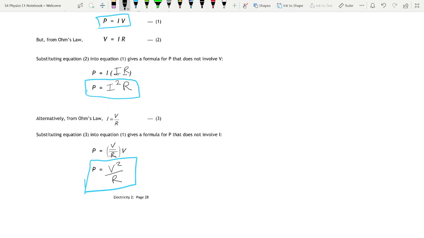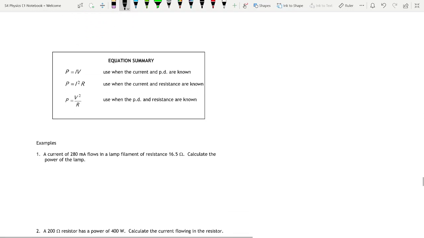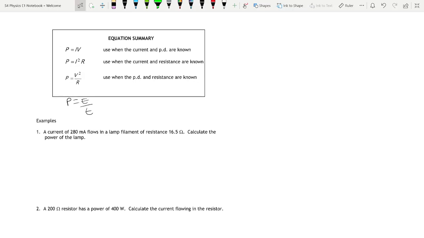But you'll be glad to see that over the page is a summary of the equations. P equals IV when the current and potential difference are known. P equals I squared R when the current and resistance are known. And P equals V squared over R when the potential difference and resistance are known. I'm just going to write in P equals E over T to make it complete, because that's another equation with power in it that you might come across in these kinds of questions. And that's when energy and time are known.